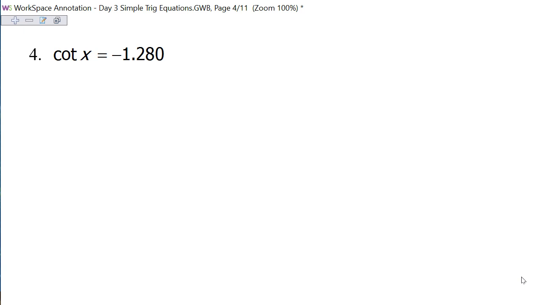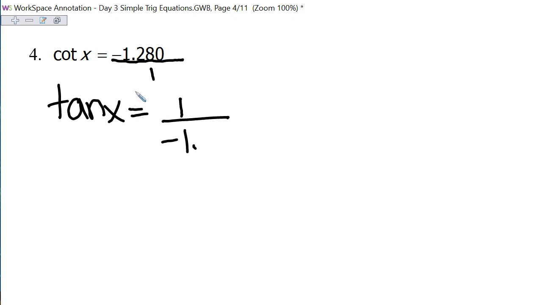Number 4, we have cotangent of x is equal to negative 1.280. Do we have a cotangent button on these calculators? No, we only have sine, cosine, and tangent. So we'll have to change this to the reciprocal. So cotangent of x, the reciprocal would be tangent. And if this is negative 1.28, I'm going to make it over 1. And the reciprocal would be 1 over negative 1.28. Now this is the answer for tangent.